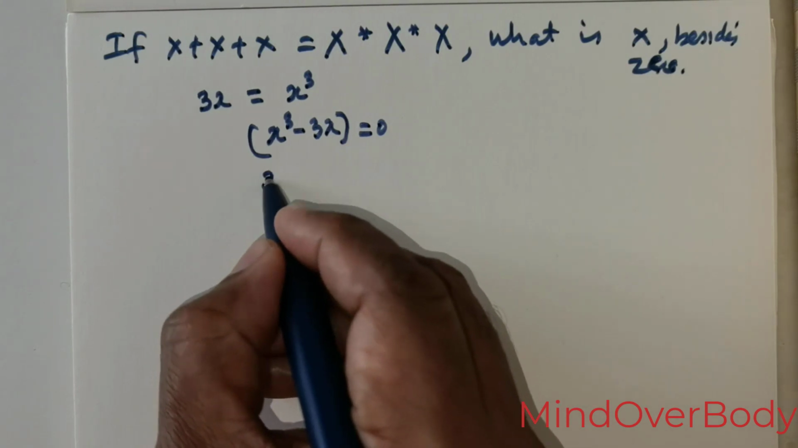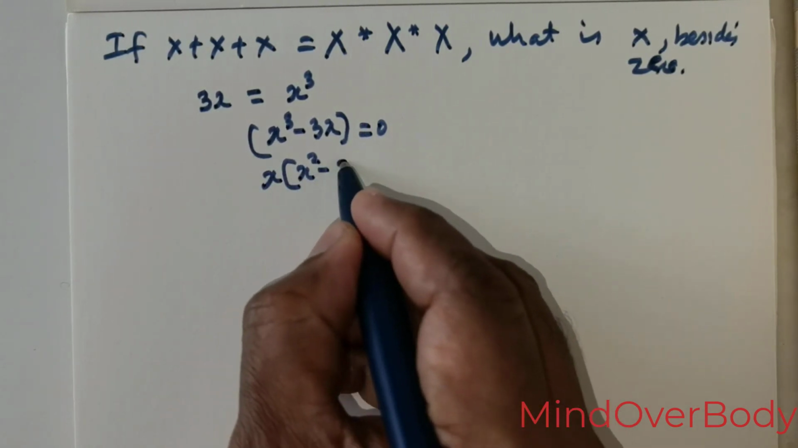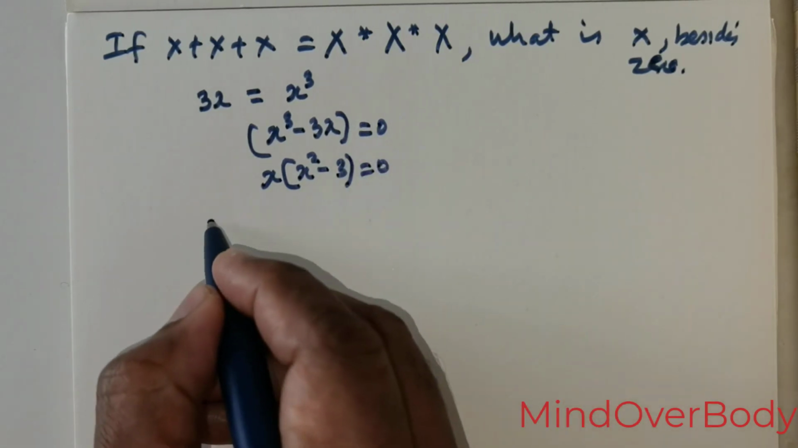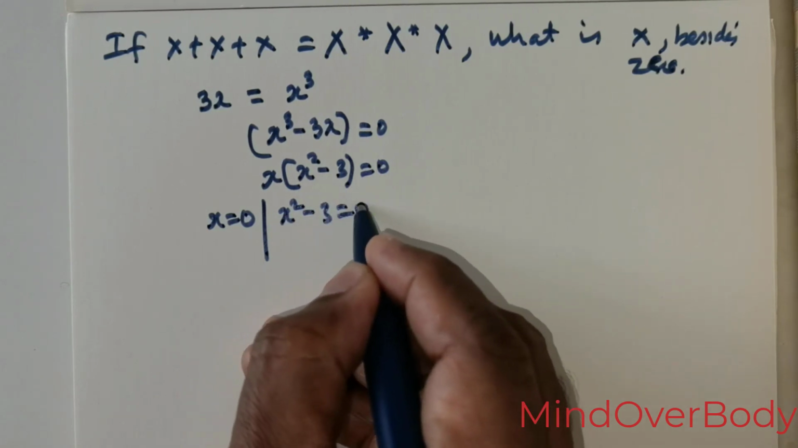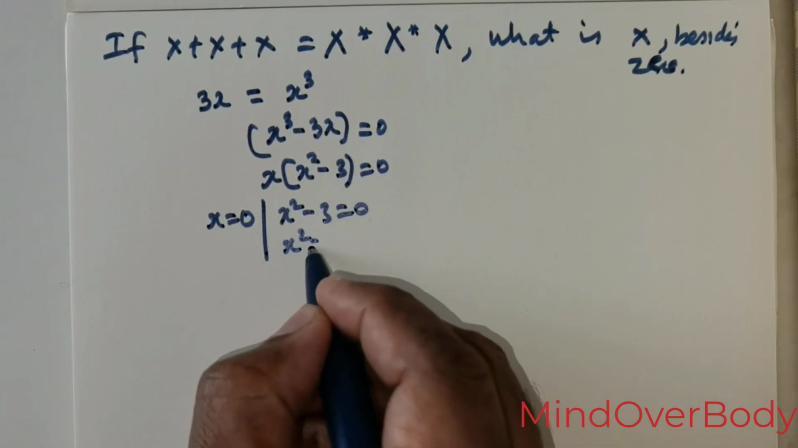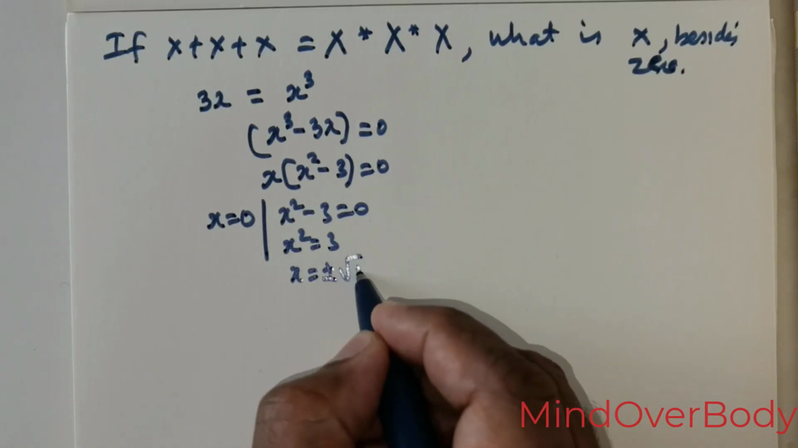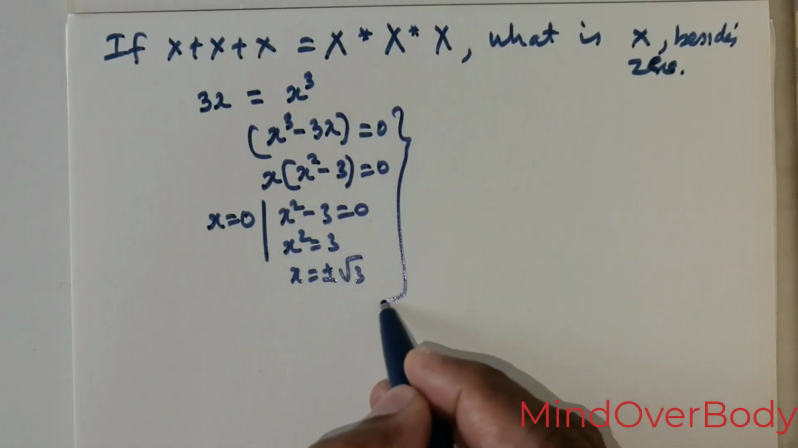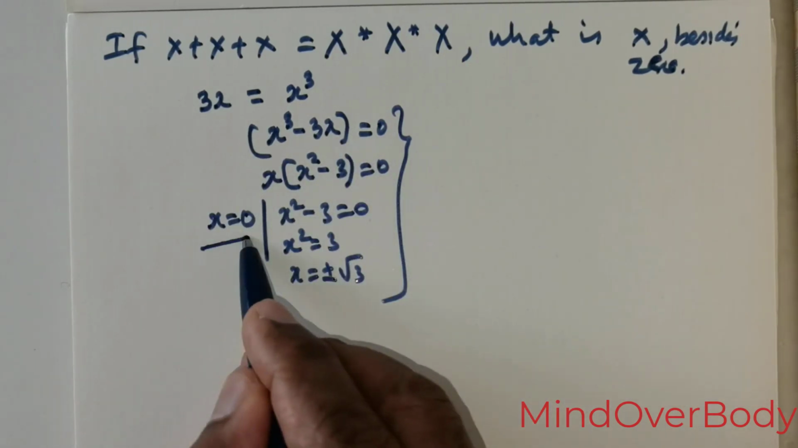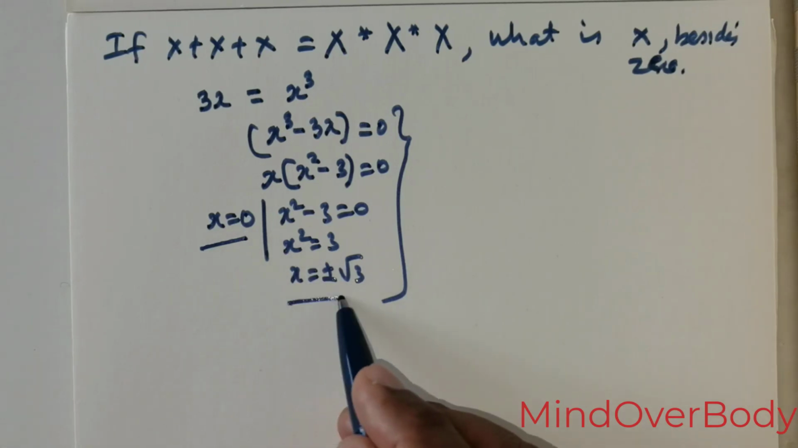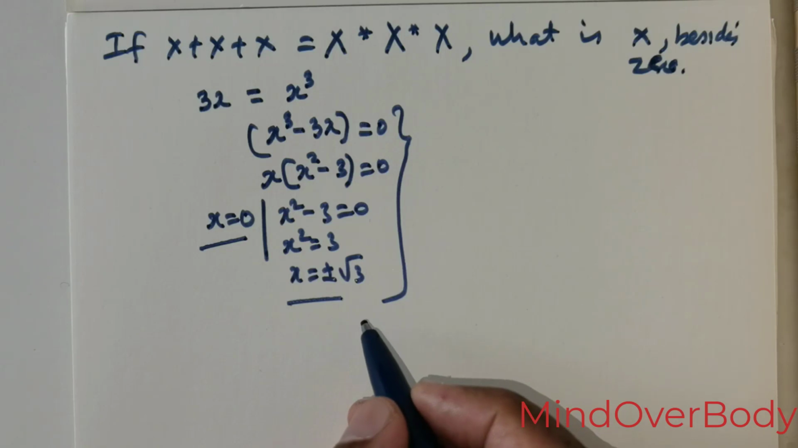and they will follow it up by taking an x out and rewrite this as x of x squared negative 3 is equal to 0, and then they will say x is equal to 0, and then x squared negative 3 is equal to 0, and then x squared is equal to 3 and x is equal to plus or minus root 3. Now, this way of approaching this question and reaching the point x is equal to 0 and x is equal to plus or minus root 3 is flawed.